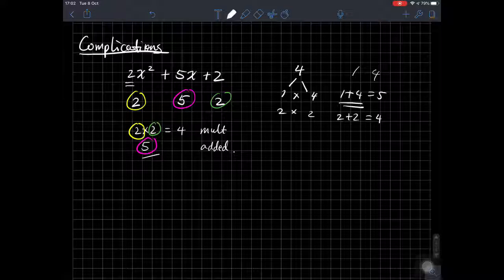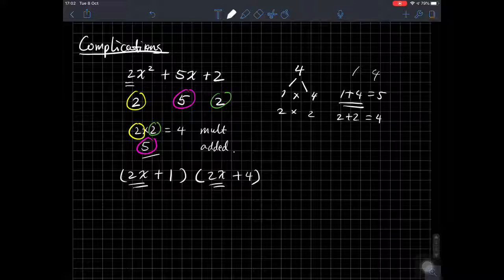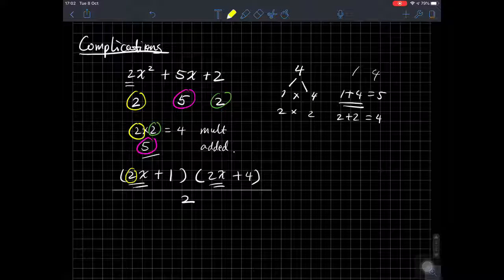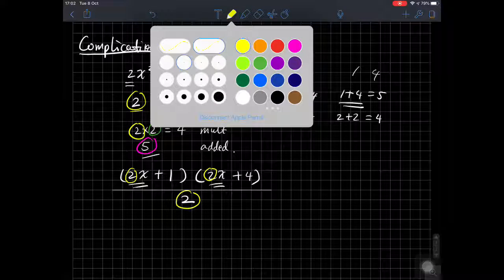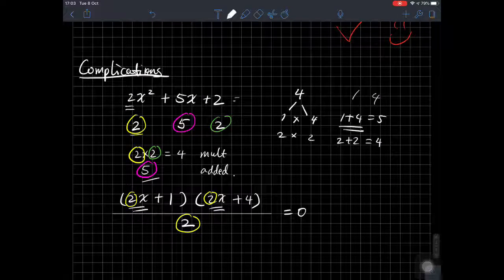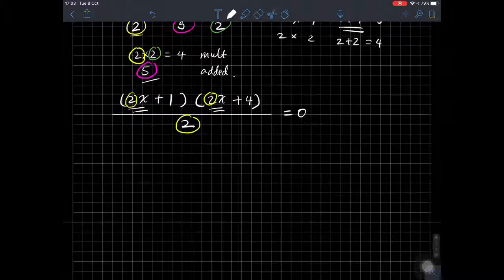Now we can write 2x, be careful, 2x plus 1 bracket times 2x plus 4 close bracket. And now, important, all divided by 2. This 2 comes from here, this 2 also, and this 2 as well. And this equals 0, as well, I forgot to write it.